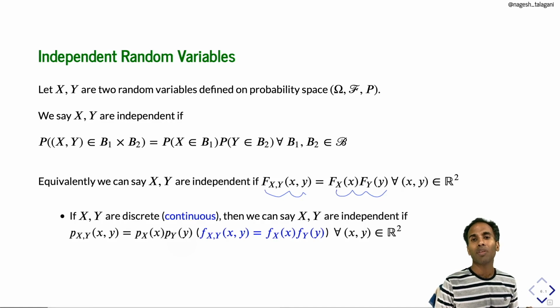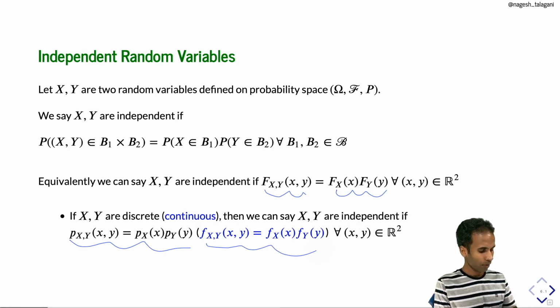Further, if you are working with a discrete bivariate random variable, then you may have access to the joint PMF. In that case, you can use this definition. That is, check if joint PMF is product of marginal PMFs. Or if you are working with a continuous bivariate random variable, then you may have access to the joint PDF. In that case, you can use this definition. That is, check if joint PDF is product of marginal PDFs. So these are the definitions that can be used to check if X and Y are independent.